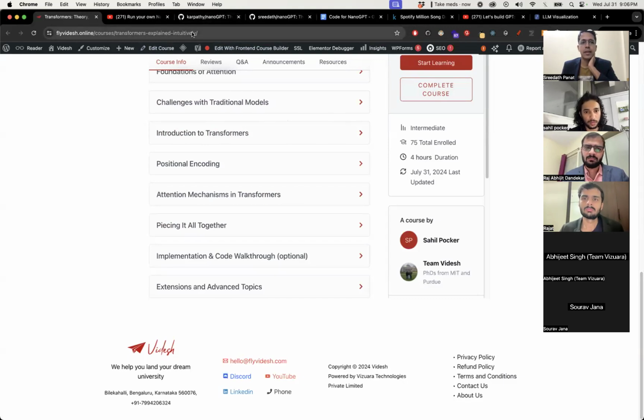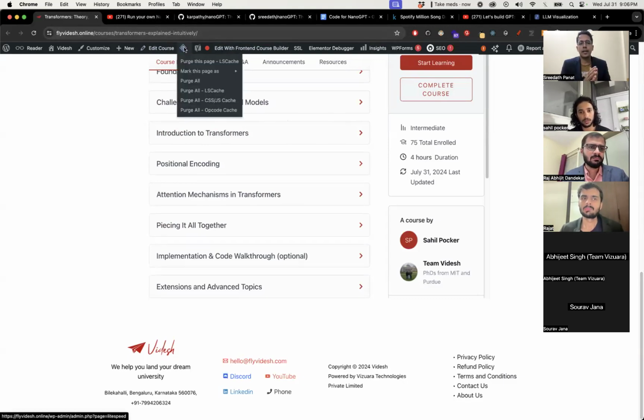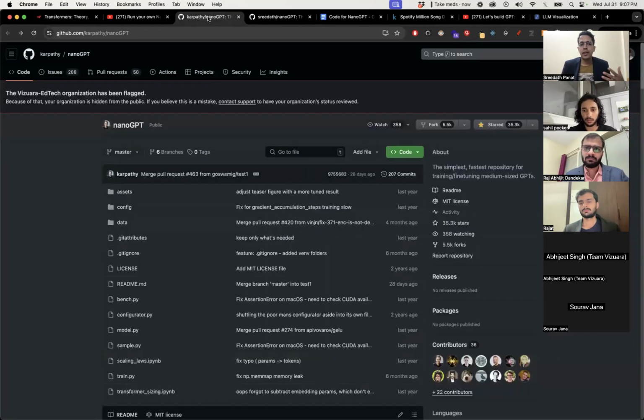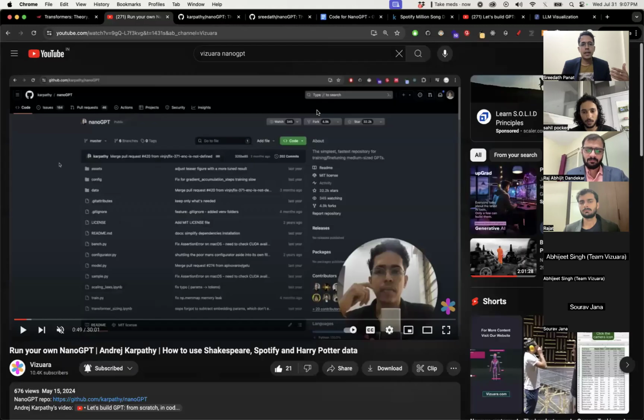So what Sahil has shown is the basic structure of a transformer, and what I will show you is how to run your own GPT from scratch. Maybe some of you have heard of Andrej Karpathy. He was part of OpenAI, then he went out, then he came back. I don't know if he again went out. I think he's not part of it anymore.